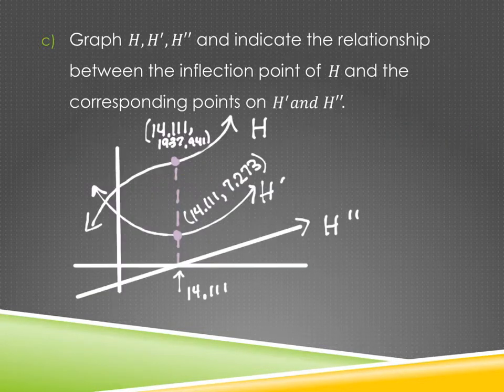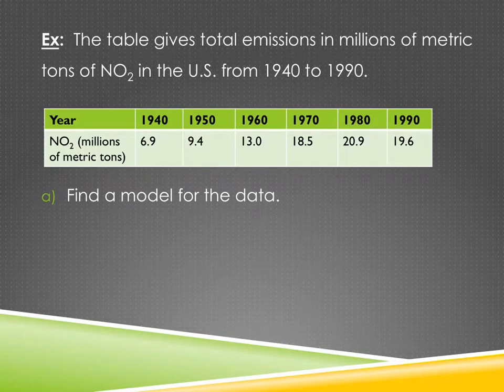All right. Let's do one where we've actually got to create a model now. Y'all ready? Grab your calculator. It says this table gives total emissions in millions of metric tons of nitrogen dioxide in the U.S. from 1940 to 1990. Part A says to find a model for the data. So go ahead and clear out Y1, Y2, Y3.